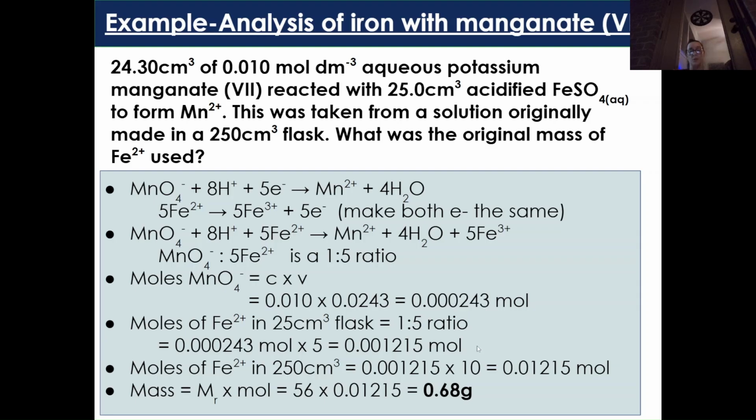And because I told you that it was in a 250 cubic centimeter flask and we only titrated 25 cubic centimeters, that means really the amount of moles was 10 times as much, because we only took out a tenth, right, of what was in the original flask. So I have to multiply that by 10 to get the moles of iron that was in the 250 cubic centimeter flask. And then to get mass, you just multiply by the molar mass of iron, and you'd say there was 0.68 grams of iron sulfate originally in your iron sulfate solution.